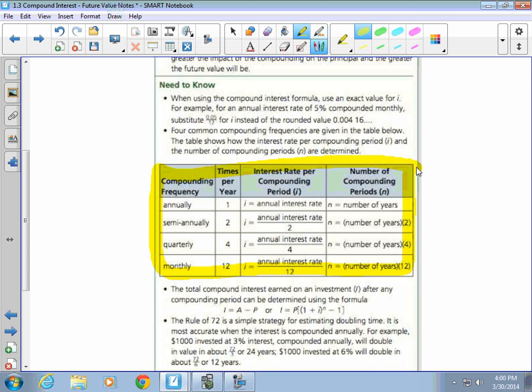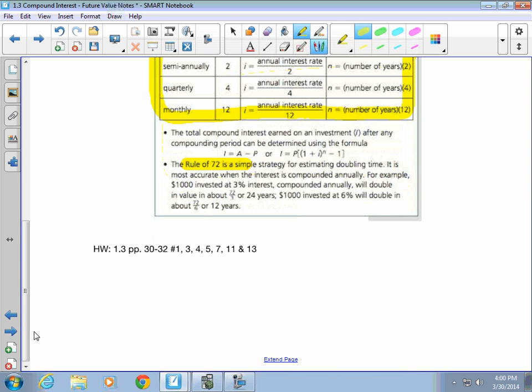The rule of 72 is a nice strategy when you're trying to figure out how long it'll take for an investment to double. It is most accurate when the interest is compounded annually. For example, $1,000 invested at 3% compounded annually will double in approximately 72 divided by 3, or 24 years. And $1,000 invested at 6% will take 12 years. So your questions are down at the bottom here. Good luck. Use your TVM solver where you can, but also make sure you're practicing these with the formulas as well.